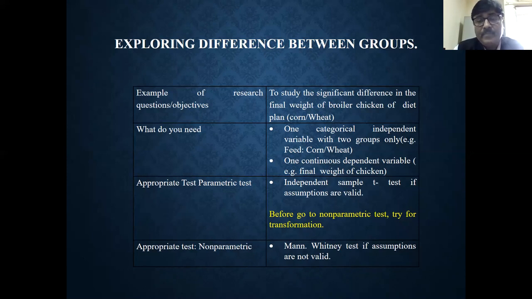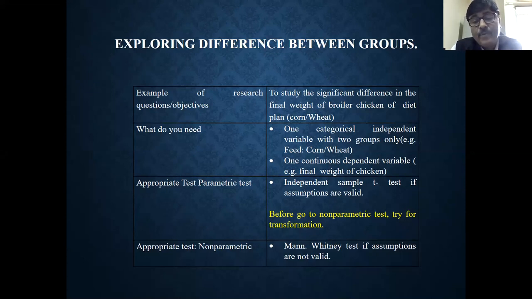Independent, why? Because here different chickens are allotted to different diets. 10 chickens are allotted to corn and 10 chickens are allotted to wheat. Here are different population areas. These are independent samples. That's why this is appropriate. If this assumption is not valid, for example.